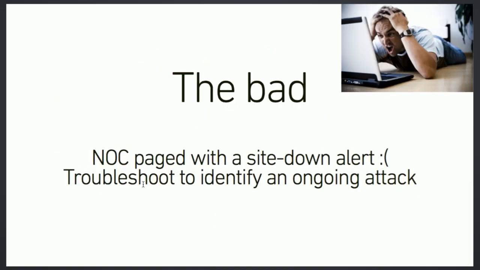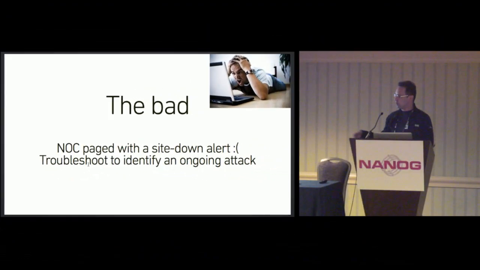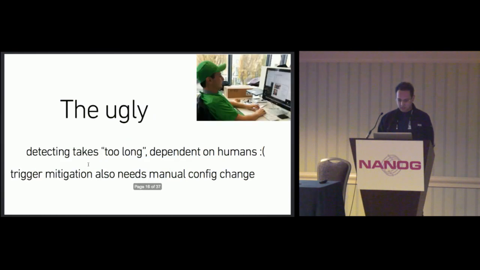So the bad thing was that our NOC and our network team was getting pages when the site was down. So our first page was, okay, the whole data center is down. And that's not what we want, right? And the ugly part of it is that the detection was taking too long and was all dependent on humans. So it was like, okay, my site is down. What's going on? I need to check graphs. I need to check logs and identify a spike or some firewall logs that were telling me about a DDoS violation. Well, it was not working in the way that we wanted.